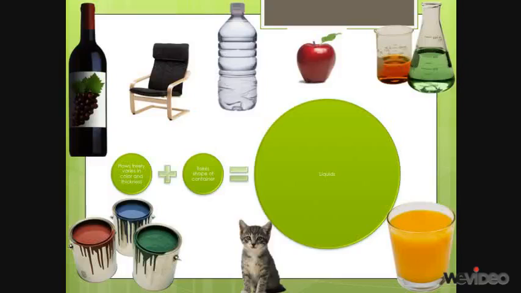The kitty in the middle is not taking the shape of anything, but has its own shape. So therefore the kitty is a solid. Lastly, in the paint jar is paint. The paint is taking on the shape of the jar. Therefore, the paint is a liquid.